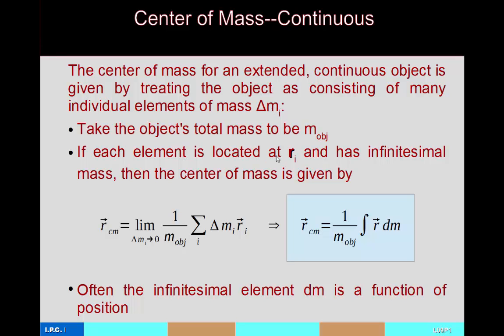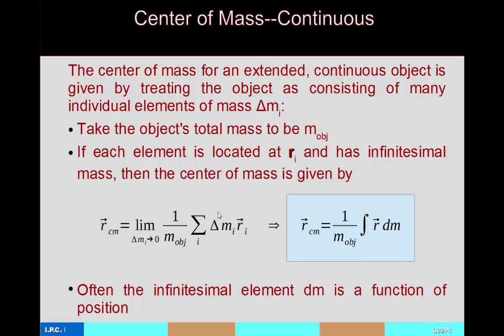We take each of these individual elements and we say that it's located at some particular position r_i. Then we say that we are concerned with such small individual elements that we have infinitesimal mass for each portion of this object. So that means that the center of mass can be given by this equation. So this is the limit as the little individual elemental masses approach zero of the sum of each individual mass times the position divided by the total mass of the object.